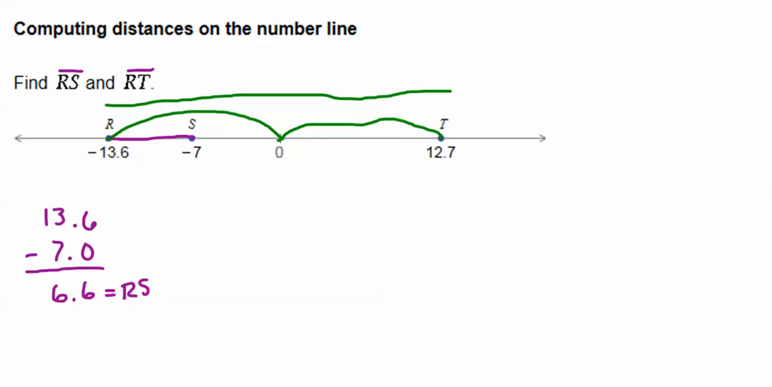The distance between 0 and 12.7 is 12.7. And then the distance between 0 and negative 13.6 is a positive 13.6. Okay, again, you can't have a negative distance on a number line. So the distance between R and T are these two values put together. So for this distance spanning 0, we're going to add the two distances together. So 13.6 plus 12.7.